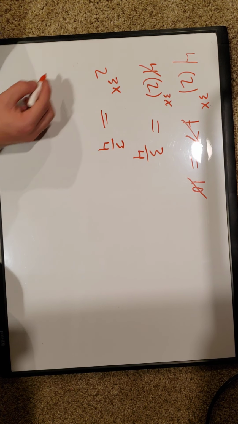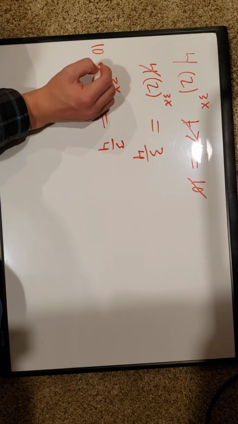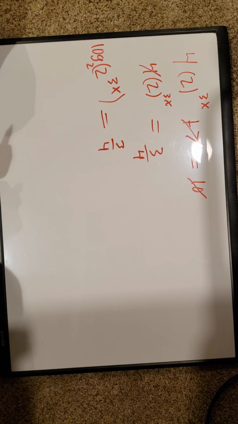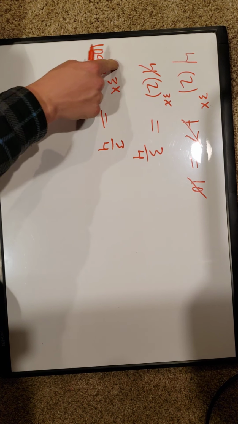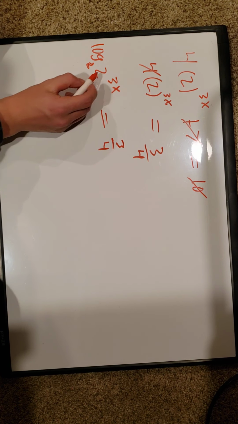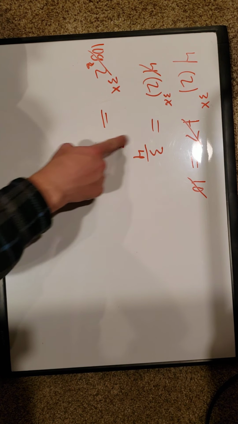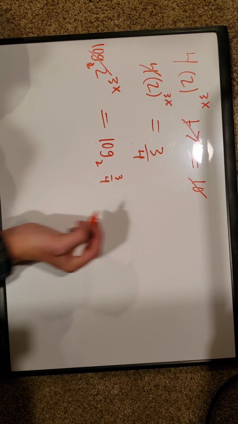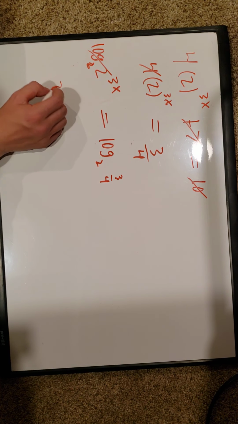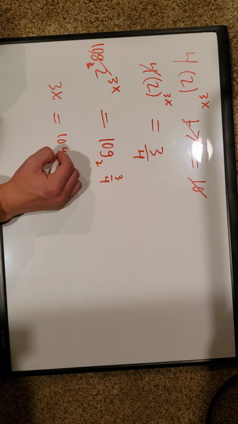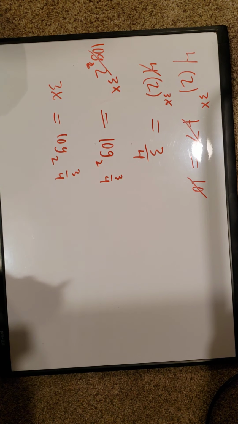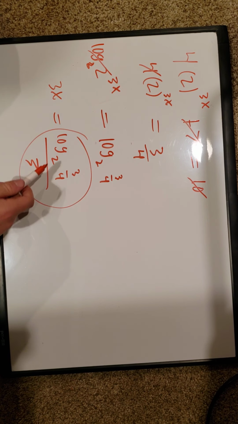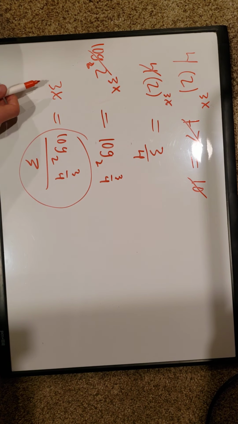In order to do that, we're going to put this all to the log of 2. Then this is going to cancel, and this is going to become log base 2 of 3/4, right? So then we have 3x equals log base 2 of 3/4. And from this, we can divide by 3. And there's your answer, right? So we use the log to help us solve for this equation and find out what x is.